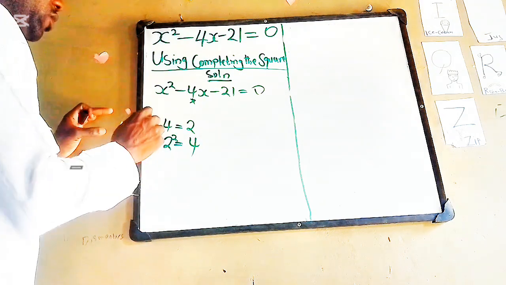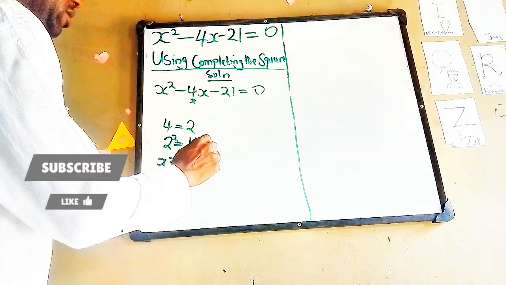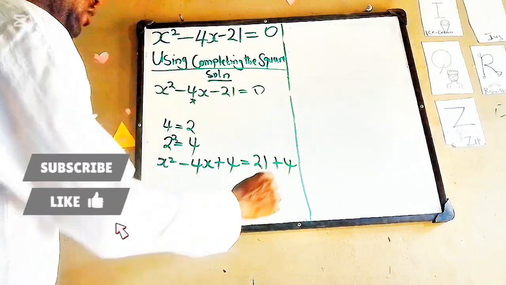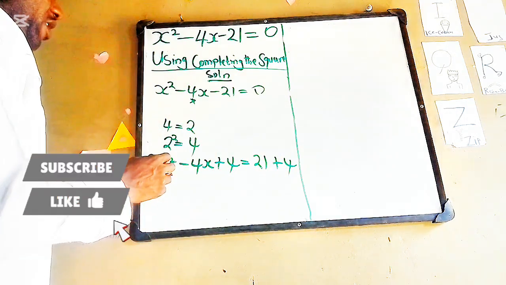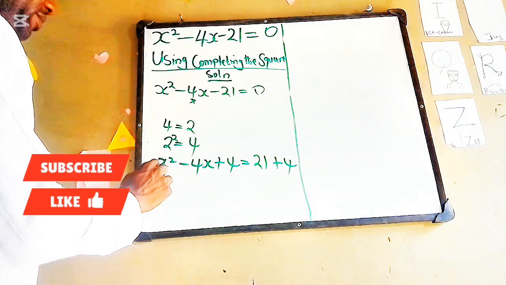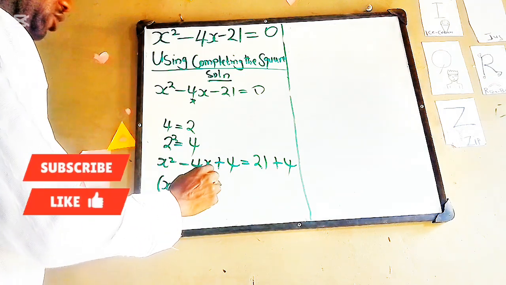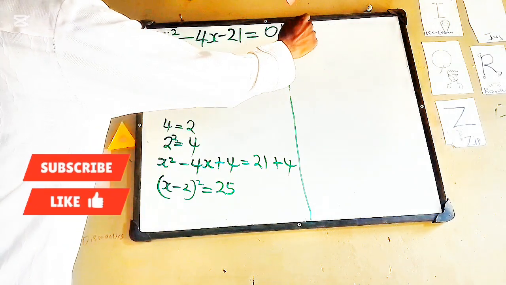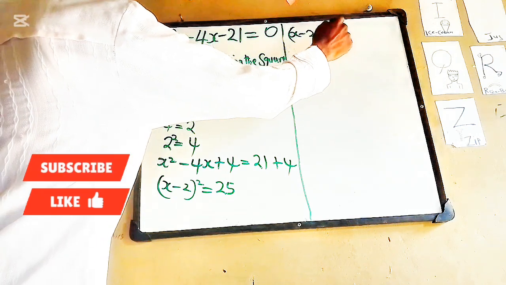Right? And so we have x squared minus 4x plus 4 equals 21 plus 4. You need to move this to the right hand side. Okay? So the next thing now is to find that x minus 2 squared equals 25. Right? You have x minus 2 in brackets squared equals 25.